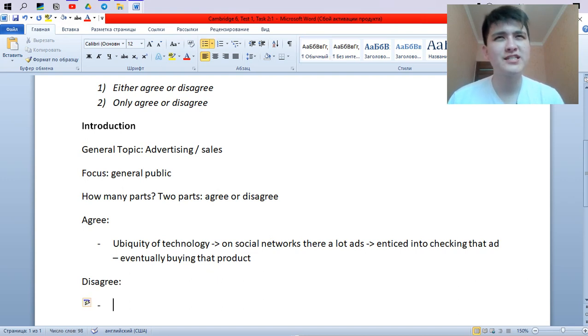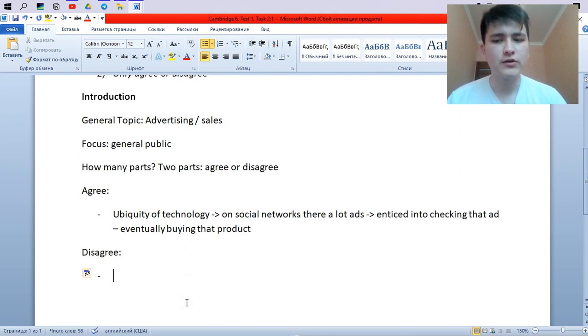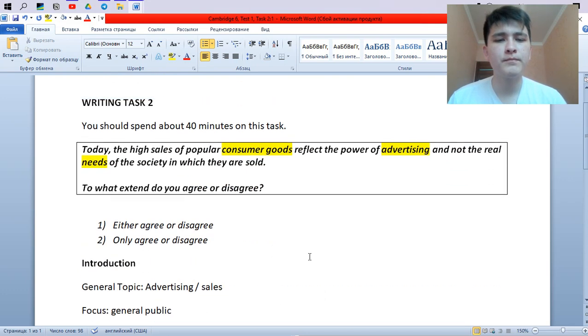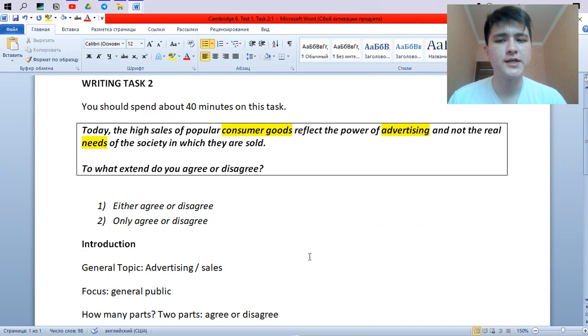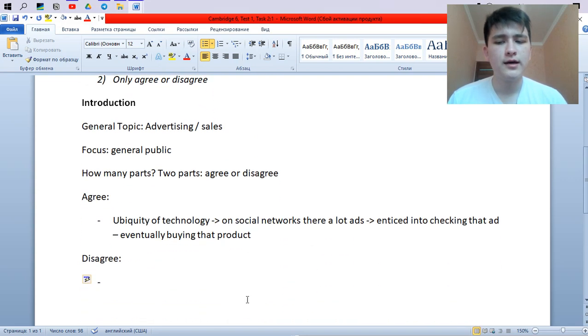Okay, so why would you disagree with that? Based on how strong your positions are for both of these parts, you'll decide which one you want to go with. I'm going to show that later on. Now, why would you disagree? Why do you think that people are not buying because of advertising, but because they need it?